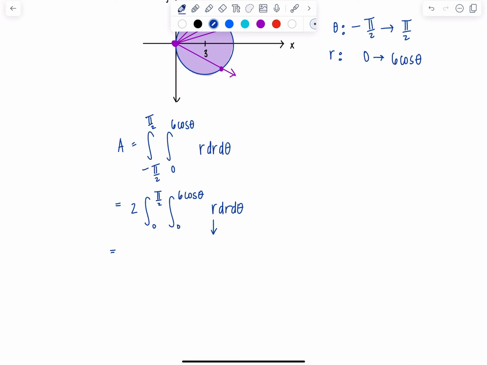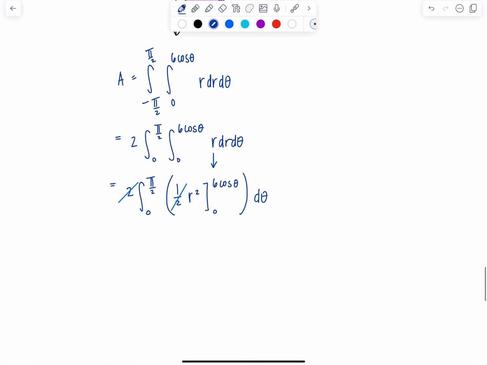Antiderivative of r is going to be 1/2 r squared, and I'm evaluating that from 0 to 6 cosine theta. And then I still have d theta out there. This 2 cancels with the 1/2, does it not? Yes. And then we'll have now the integral 0 to pi over 2 of 6 cosine theta squared, which is 36 cosine squared theta, and then it's just minus 0, so d theta.